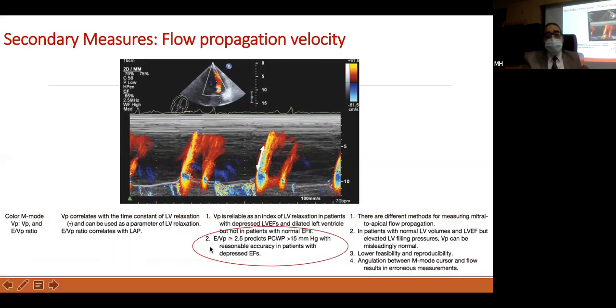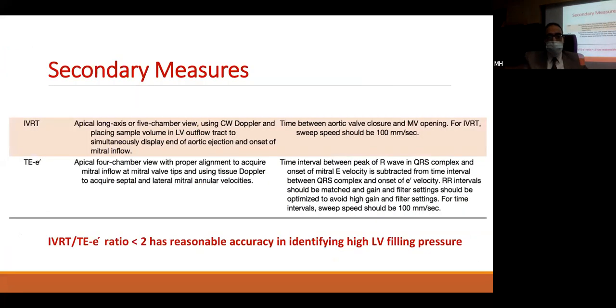So if the ratio between the mitral E velocity and the color M mode flow propagation velocity is 2.5 or more, this predicts a high pulmonary wedge pressure. All these variables can be used in patients with indeterminate LV diastolic dysfunction if it's not clear by the usual variables. So you may use additional variables to know whether the patient has significant LV diastolic dysfunction or not.